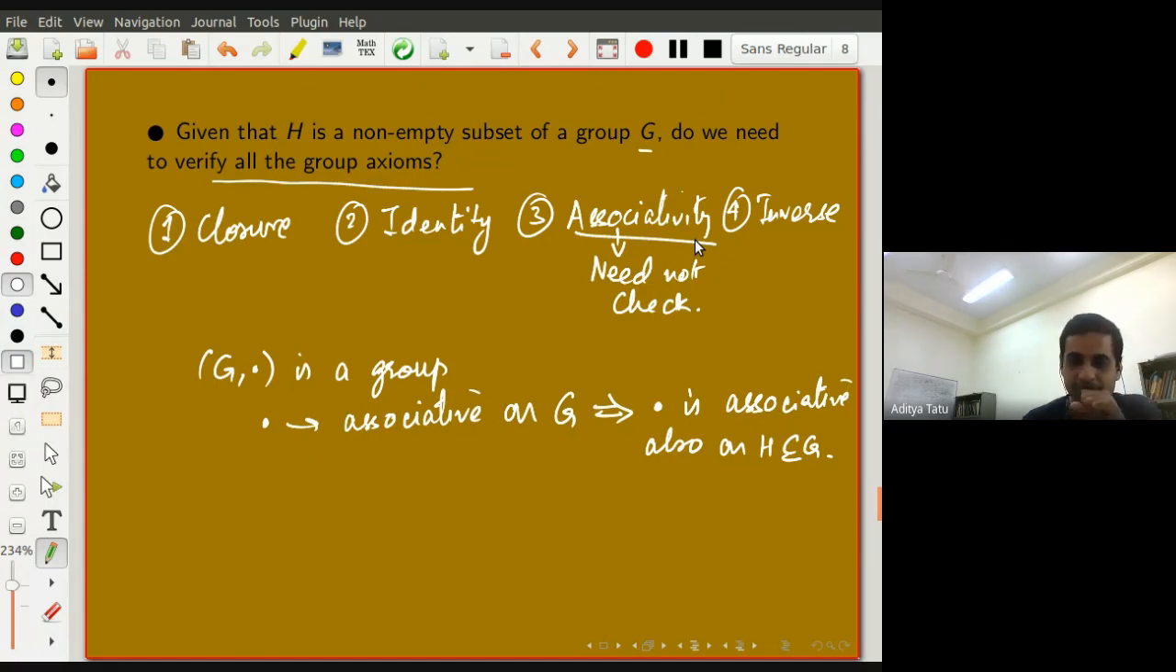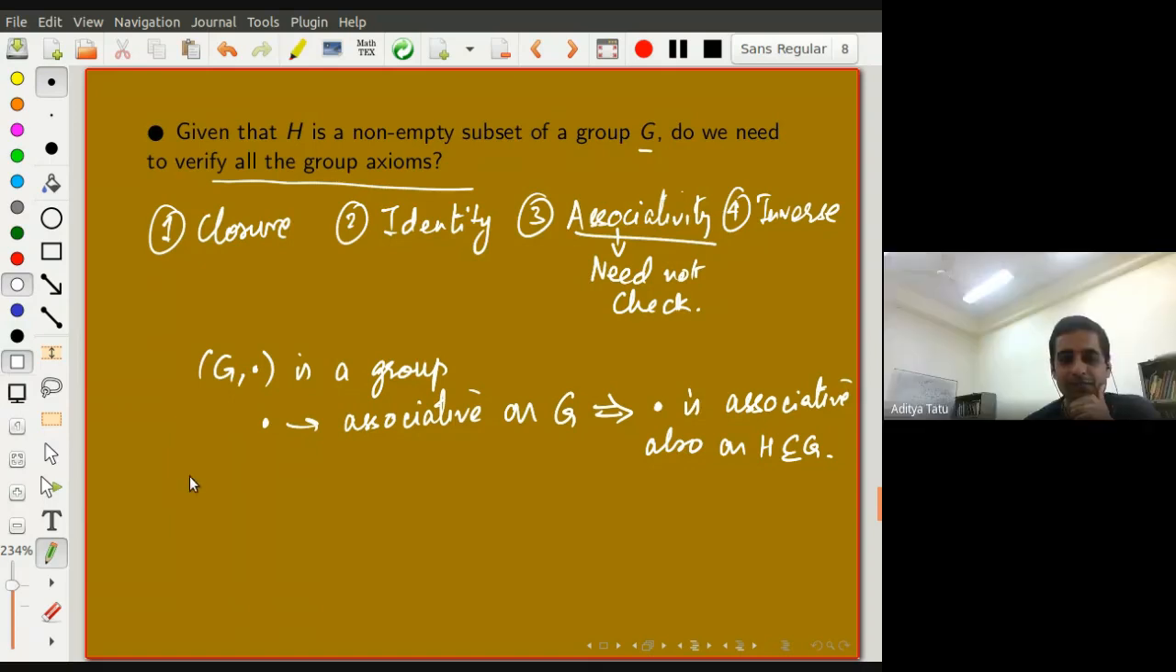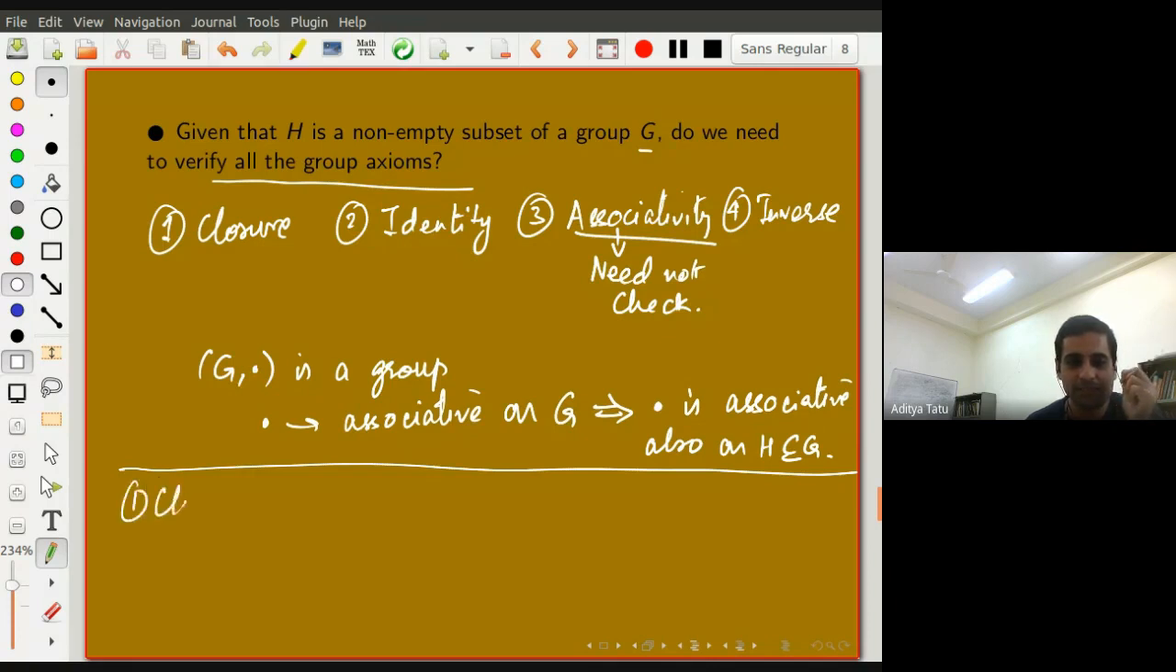I disagree. I'm saying we do not need to check identity if 1 and 4 are satisfied. Yes, sir. If we are checking the fourth property first, then identity won't need to be checked, because there would be an identity if the inverse exists. Exactly. So let us prove that. What I'm claiming here is I only need to check closure and the fourth property written over here, inverse. If the set H satisfies closure and inverse, then it has to be a subgroup. Why? So what do I need to show now?